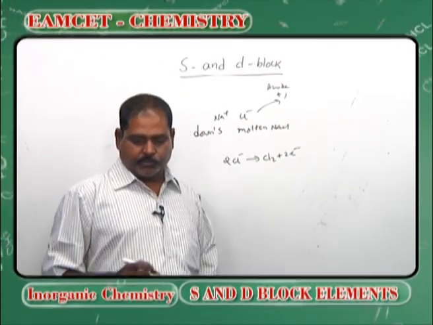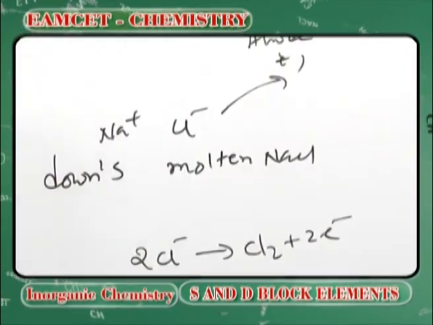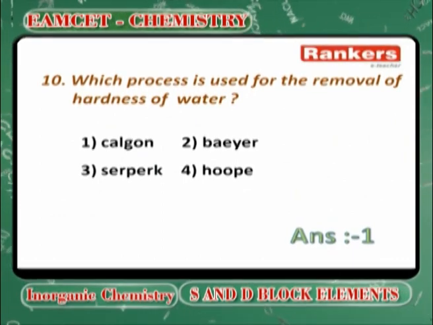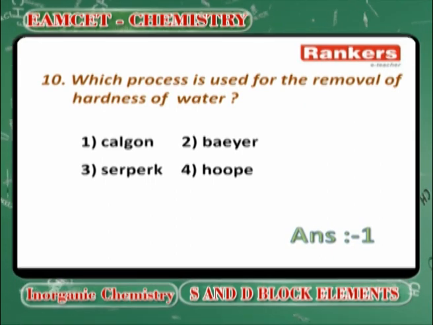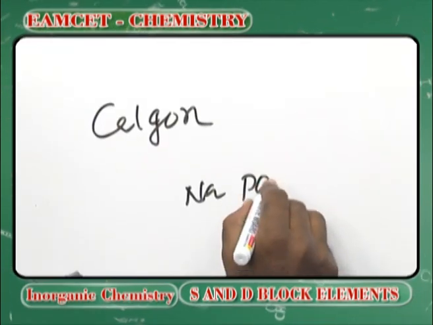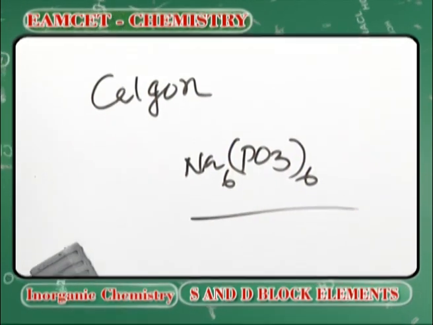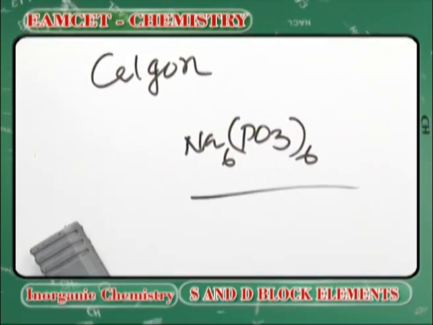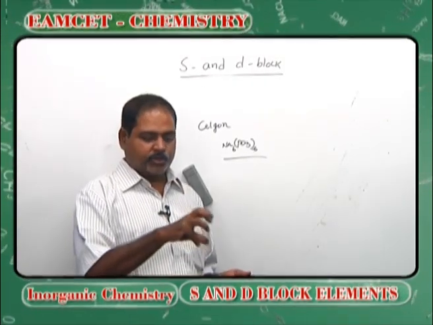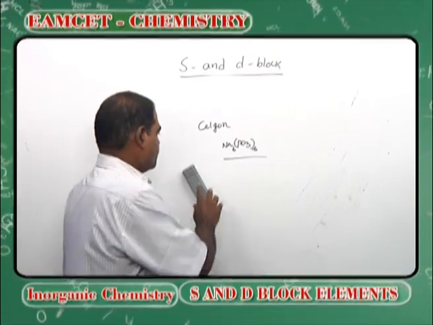Last question. Which process is used for the removal of hardness of water? Hardness of water can be removed by Calgon. Calgon means sodium hexametaphosphate, Na6(PO3)6. So, that Calgon adsorbs the calcium and magnesium ions and removes hardness. That is first option.